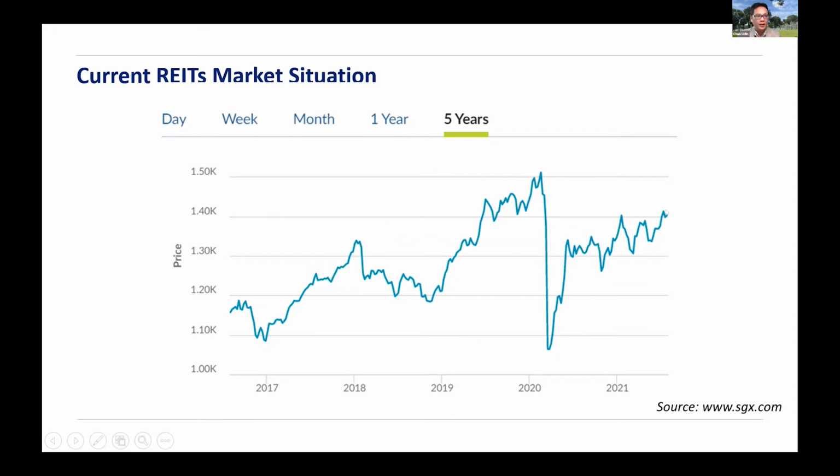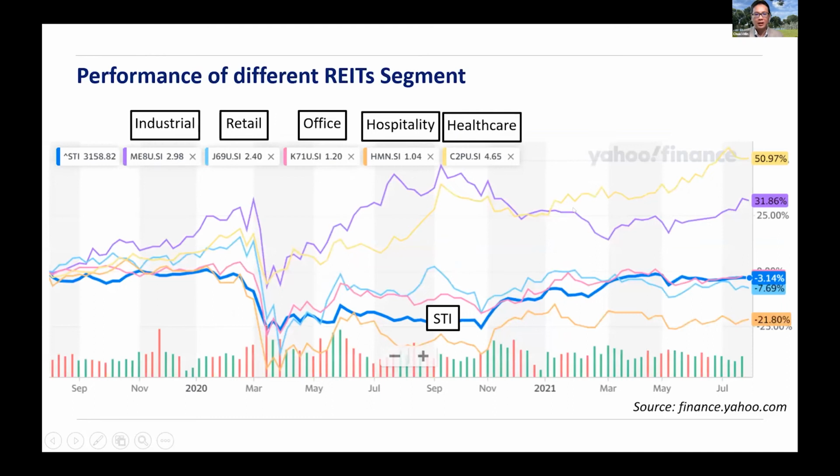In today's webinar, we want to discuss: is this fair or not? Is it fair that the prices haven't recovered back? That is the question we will probably explore more today. Now, this chart, yes, it's a bit messy, but let me walk you through. What I try to do here is give you a proxy of how the different REIT segments perform.